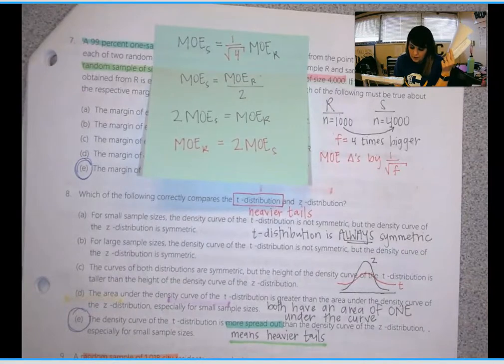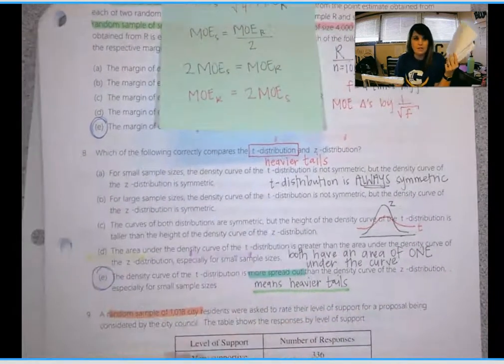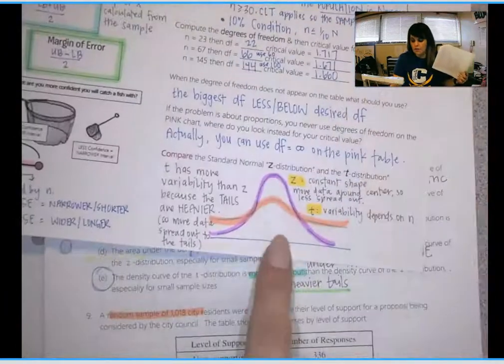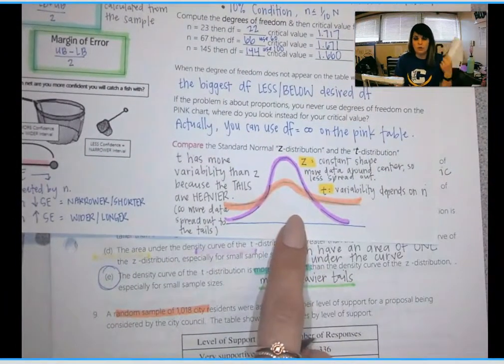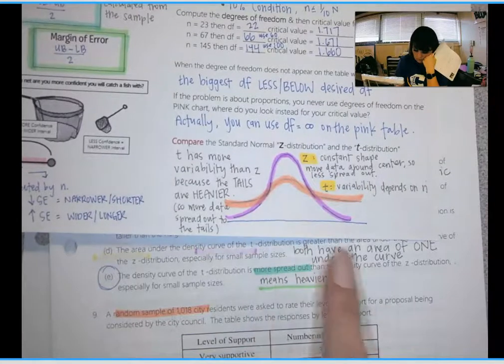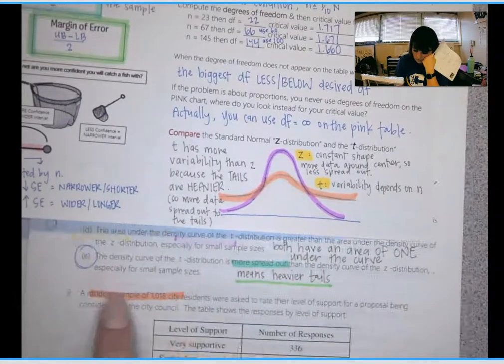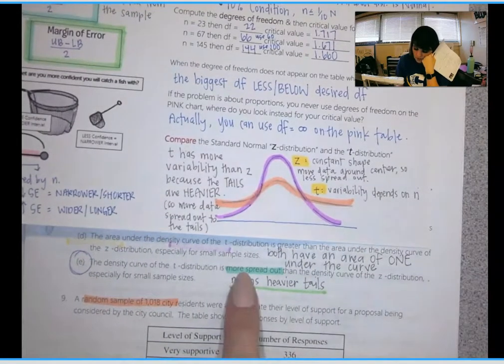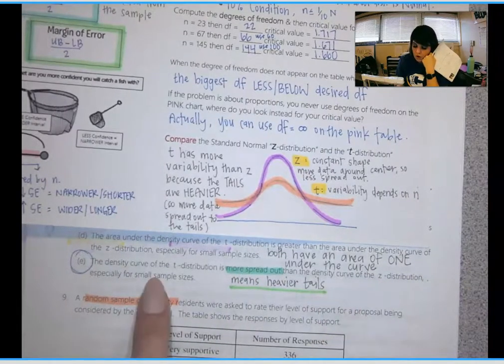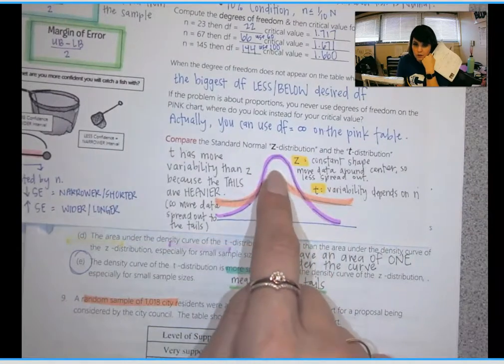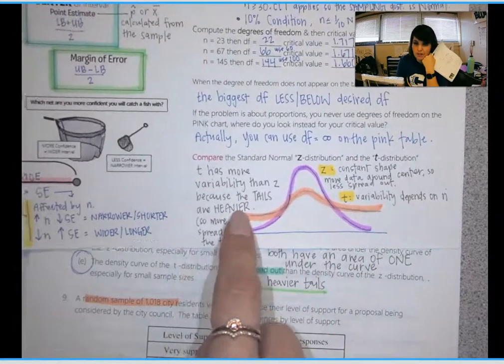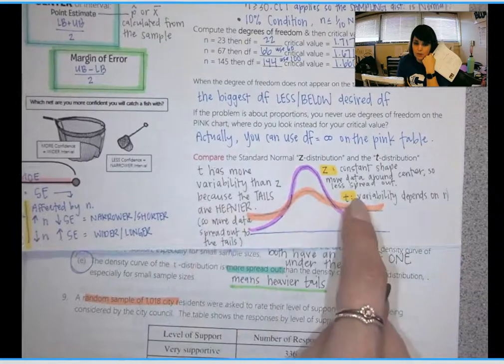Okay, which of the following correctly compares the t distribution and the z distribution? So that goes back to this section on our overview. So the t distribution is more spread out than the z distribution for small sample sizes. Remember, as your sample size gets bigger, your t distribution gets closer to the purple curve. But if you have small sample sizes, it's more like the orange curve. And in that case, the orange curve is more spread out than the purple curve.